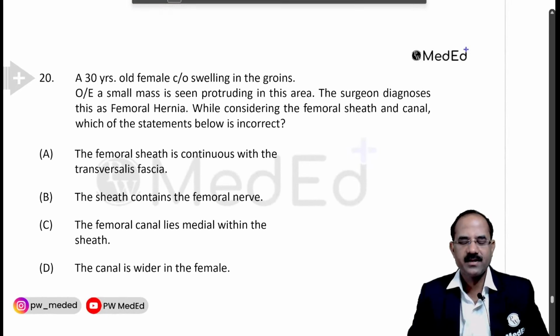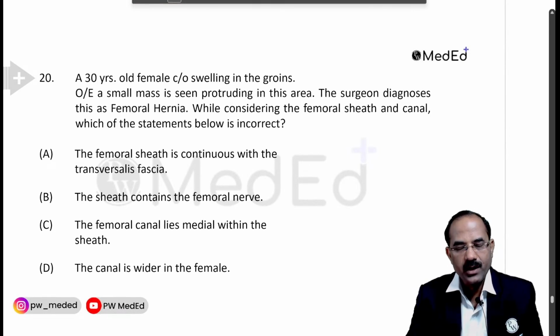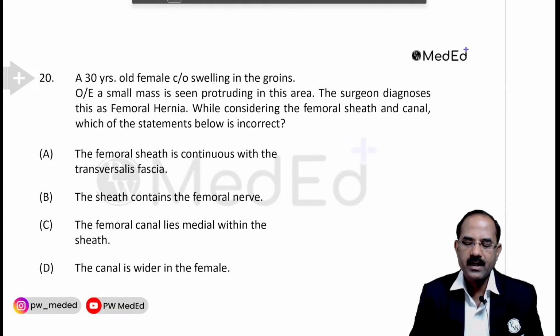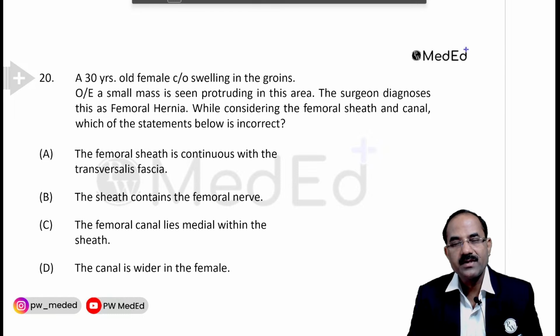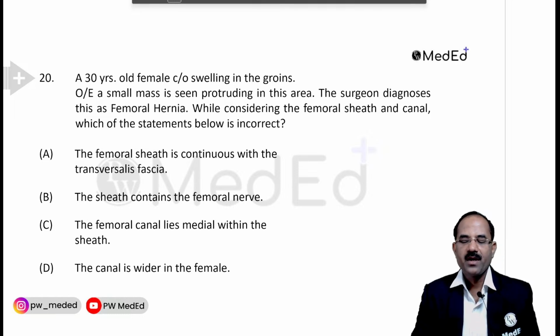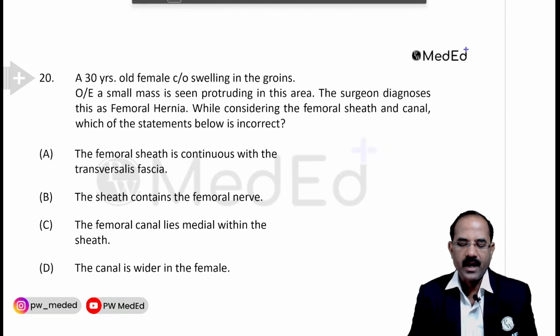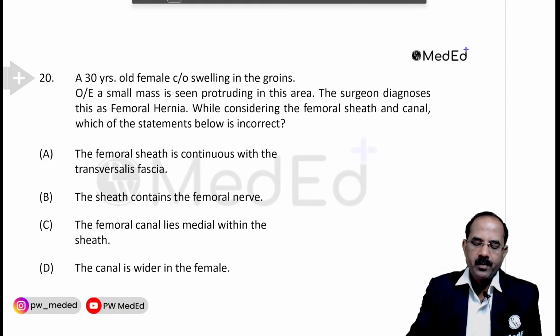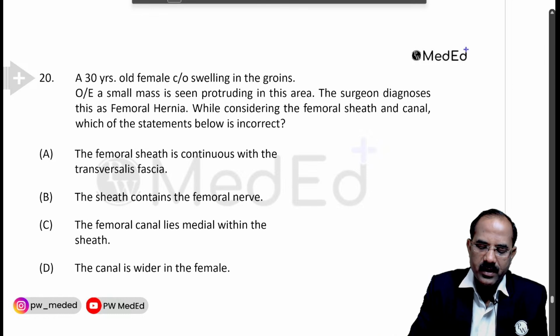Come on, students, answer this. A 30 years old female complains of swelling in the groins. On examination, a small mass is seen protruding in this area. The surgeon diagnoses this as femoral hernia. While considering the femoral sheath and canal, which of the following statement is incorrect? The femoral sheath is continuous with the fascia transversalis.